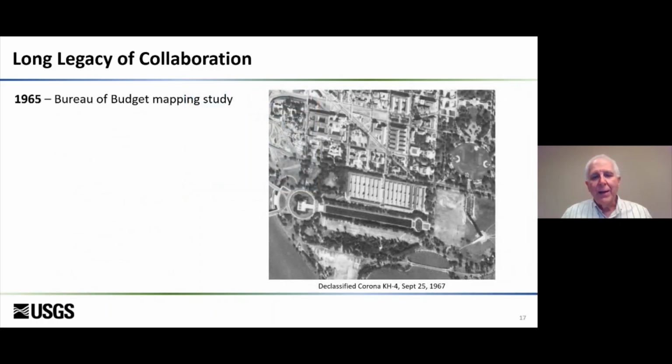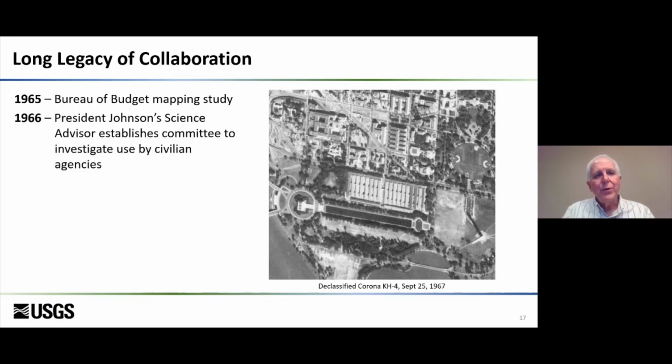Because of that great cost and great investment the government was making, folks began to ask questions. The then Bureau of the Budget asked, gee, civilian agencies like USGS, can you use this newfangled ability to take images from space for your mapping? The answer was yes. President Johnson's science advisor established a committee that investigated the scientific uses of this photography.